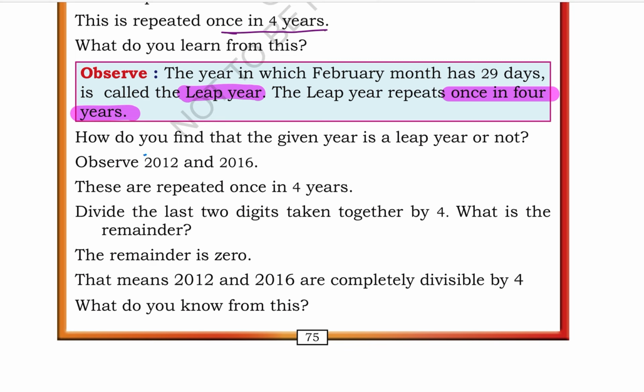In 2012, take the last two digits, 12. In 2016, take 16 and divide it by 4. What is the remainder you will get? The remainder is 0. That means 2012 and 2016 are completely divisible by 4. What do you know from this?